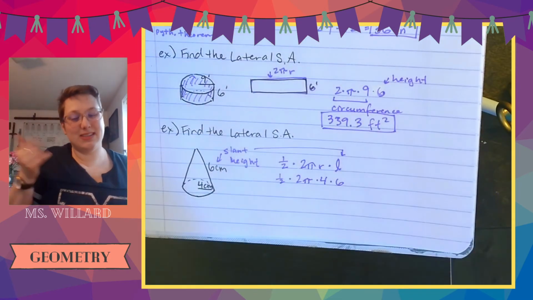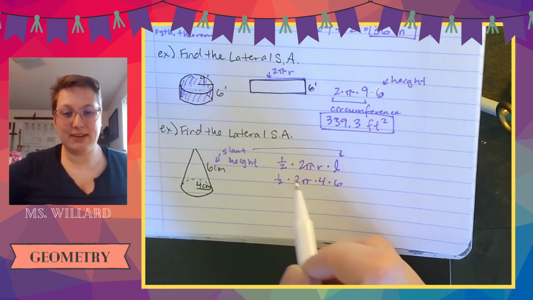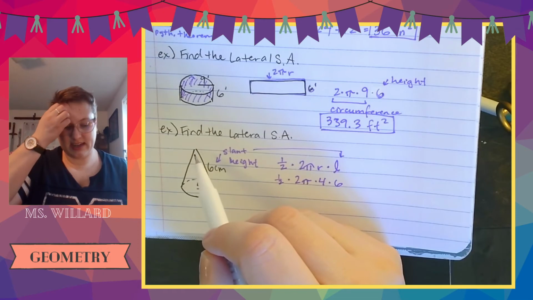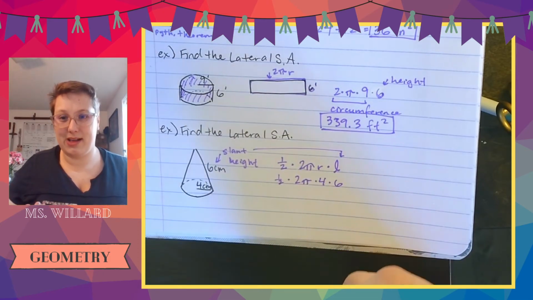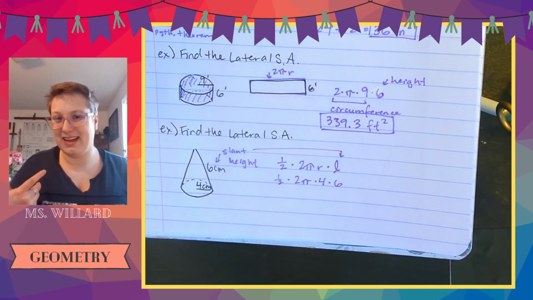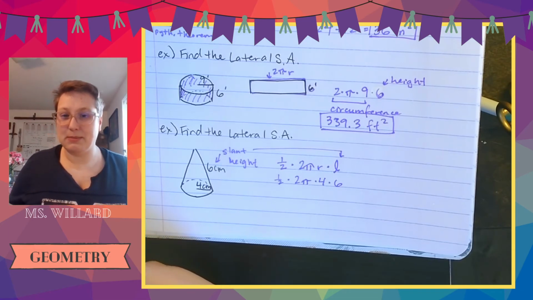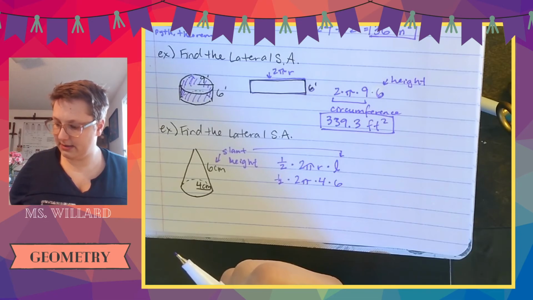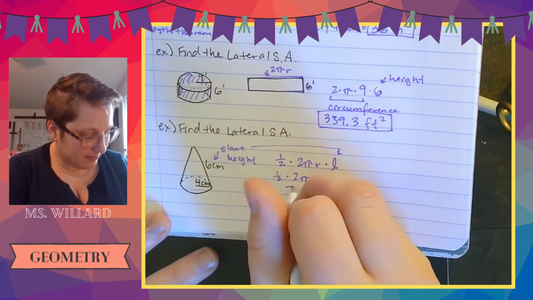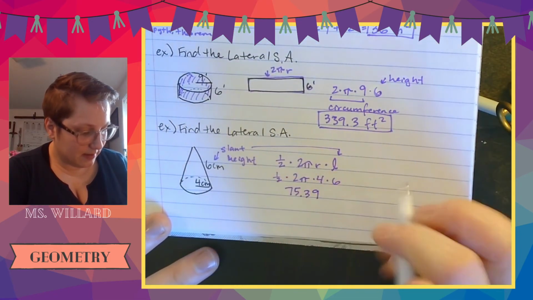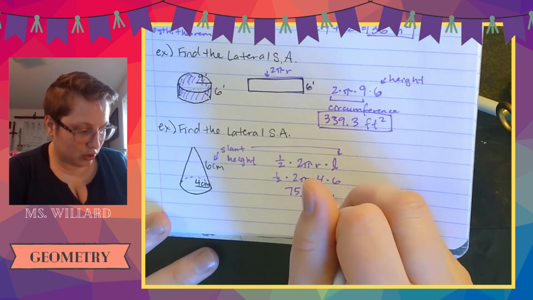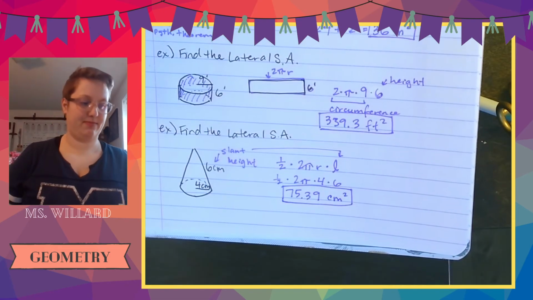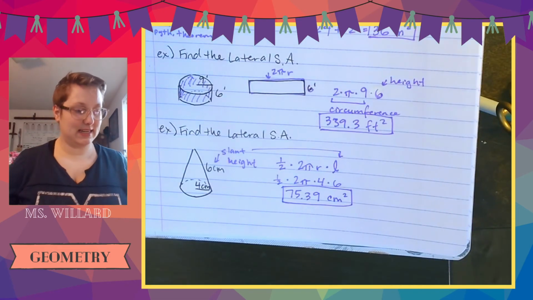Now here's the good news: 1/2 of 2 actually cancels itself out. So the normal surface area equation for a cone is just pi r L. We don't need the 1/2 and the 2 because they cancel each other out. So 4 times 6 times pi is all I'm really doing here. 4 times 6 times pi is 75.39 square centimeters. Okay, cool. I think we did it.